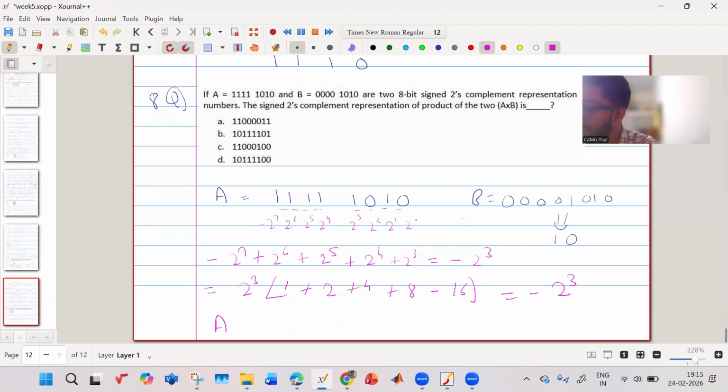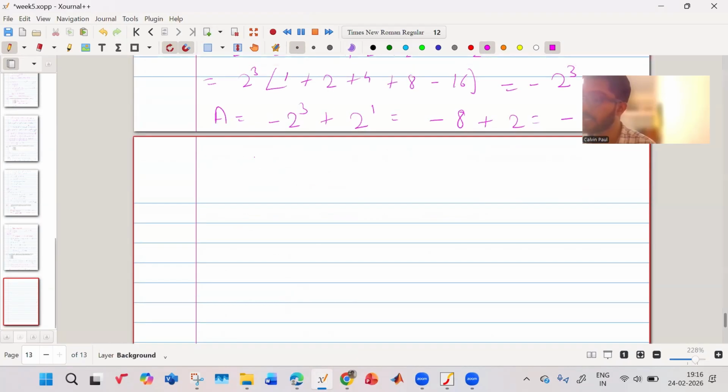So that means your A is actually equal to minus 2 raised to 3 plus 2 raised to 1. So that is minus 8 plus 2, which is equal to minus 6. Okay. So now what we have got is A is minus 6, B is 10. So A into B actually will be minus 60. So we have to represent minus 60 in 2's complement form.